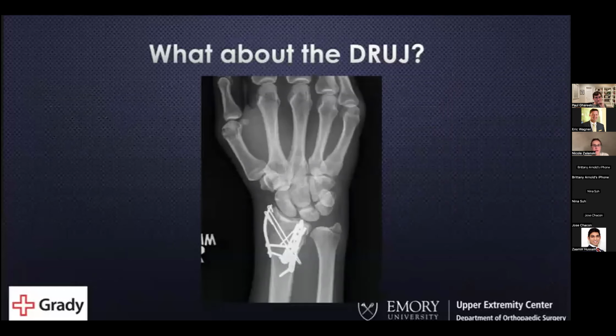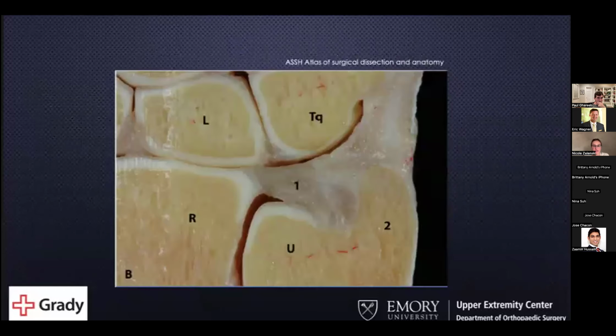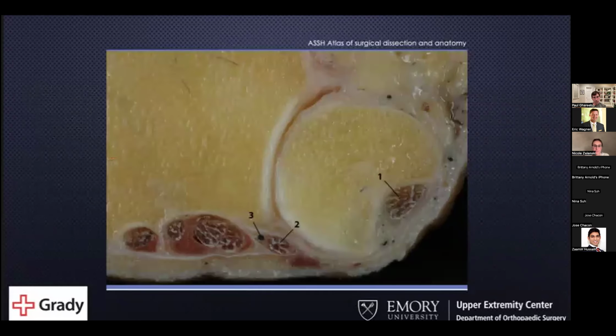All right. Let's move on to the DRUJ, also very controversial. So the primary stabilizer to the DRUJ is the deep foveal attachment of the TFC. You can see from this awesome picture in the ASSH Atlas of Surgical Dissection, this inserts right at the base of the ulnar styloid. So you can imagine that a very proximal basilar fracture might affect this, if this is what we're saying stabilizes the DRUJ.